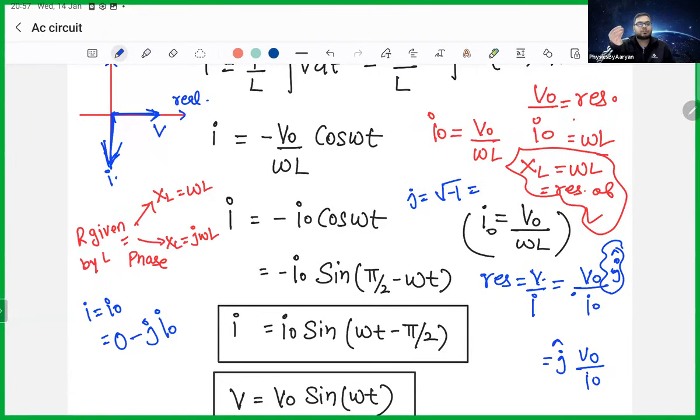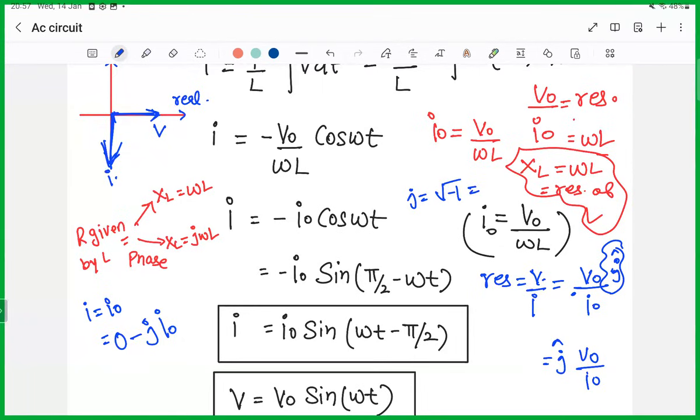If you need both the information of phase as well as magnitude, then you multiply by j. If you only need the information of magnitude, then you simply say resistance is omega L. I hope it is clear how we relate our actual picture with the Argand plane.